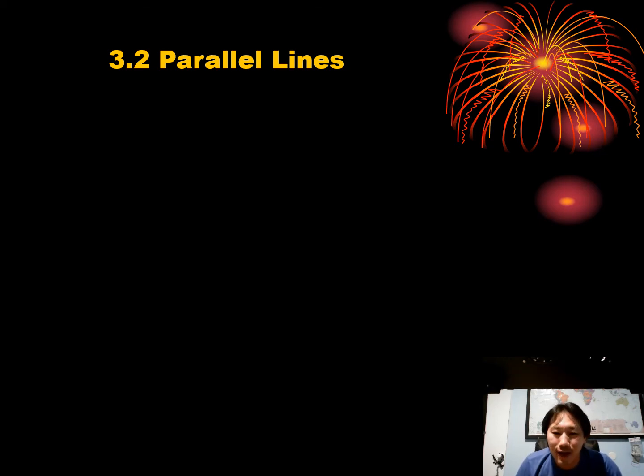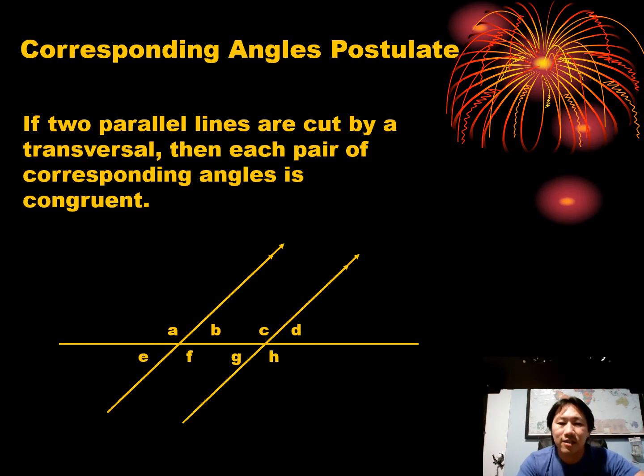3.2, parallel lines. Yesterday we did lines that were not quite parallel. They were kind of off, and we got a whole bunch of vocabulary off of them. Today we're going to change it so they're exactly parallel. Let's look to see what happens when we make lines parallel, because a lot of very specific things happen.